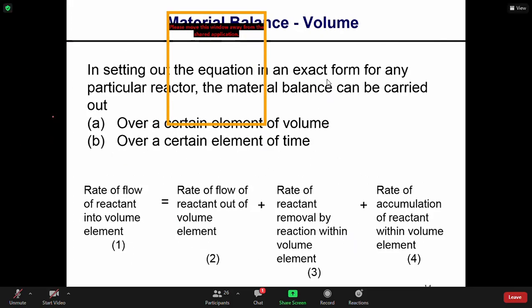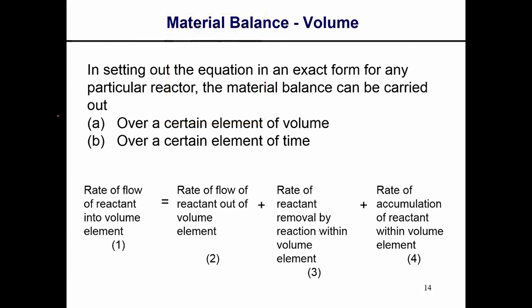Okay, material balance in consideration of volume. In setting out the equation in exact form for any particular reactor, the material balance can be carried out over a certain element of volume or over a certain element of time. So the rate of flow of reactant into volume, which is element 1, is equal to the rate of flow of reactant out of the volume, which is element 2, plus the rate of reactant removal by reaction within the volume, plus the rate of accumulation of reactant within the volume element. So this is similar to this one.